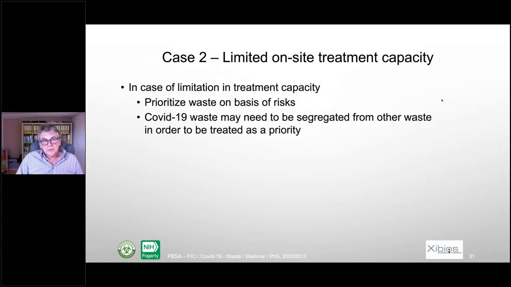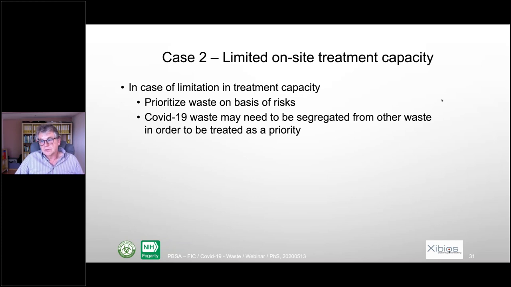You might be in a different situation where you have some treatment capacity, but it's limited. In that case, there are things that could be improved. In case of limitation of treatment capacity, the best thing to do is to treat in priority the most hazardous waste. So you need to really think about the question, do a kind of risk analysis, and prioritize waste on the basis of risk.